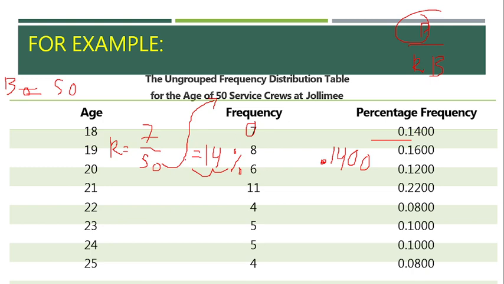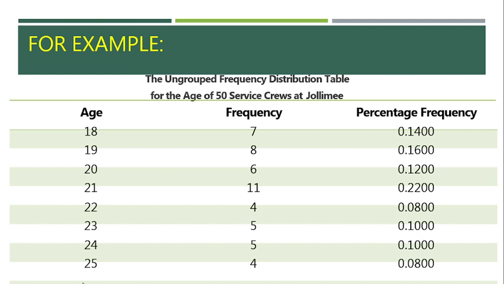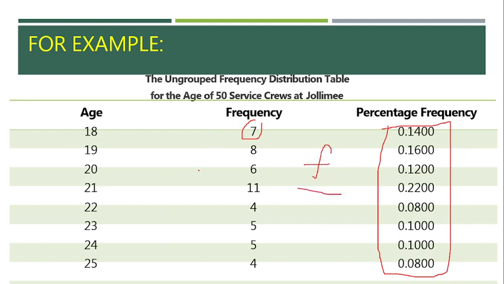All right, so you will be able to identify the percentage frequency by dividing the frequency by n. What's your n? Or what is your sigma? F over sigma f. Now, what's your sigma f? The sigma is 50. Good. I do hope that you understand already how to get the percentage frequency.